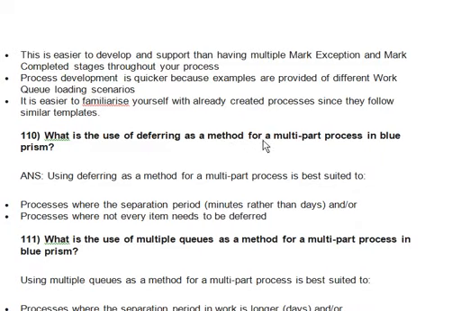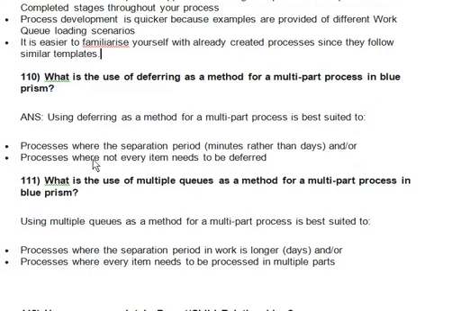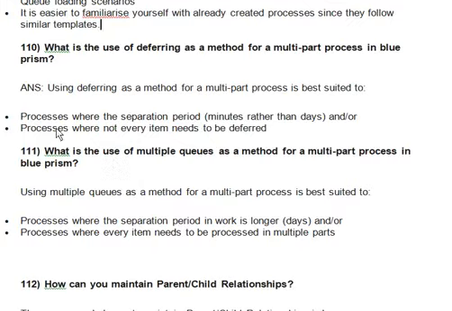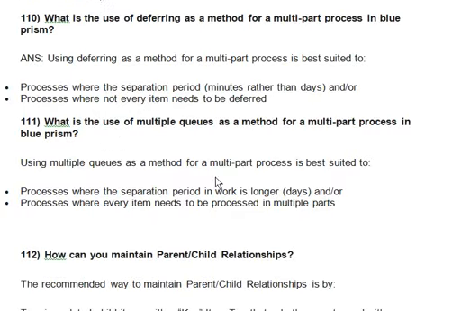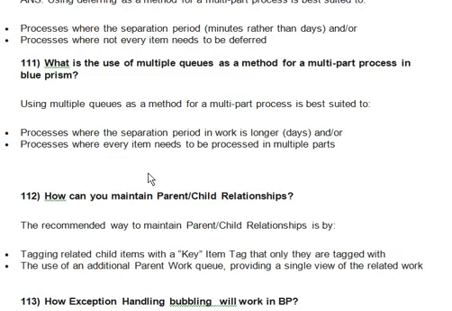What is the use of deferring as a method for a multi-part process in Blue Prism? Use it in a process where there is a separation period, where an item needs to be deferred. These are the two levels of multi-part process in deferring an item. What is the use of multiple queues? First, a process where the separation period in work is longer. And the second is a process where every item needs to be processed in multiple parts.